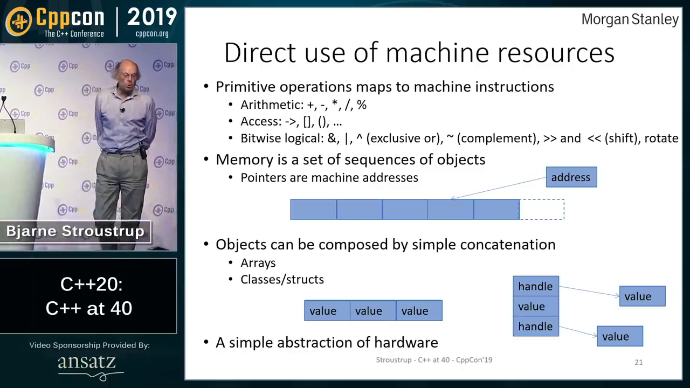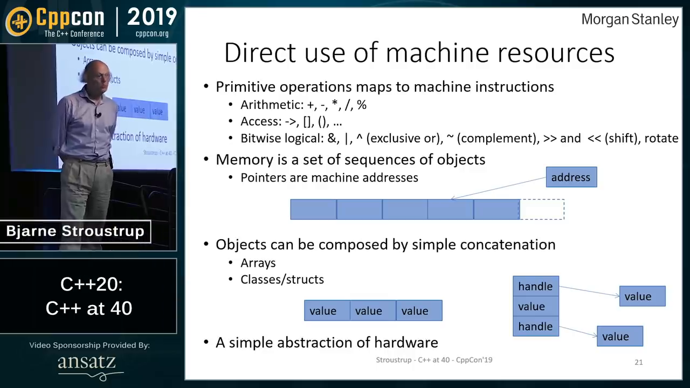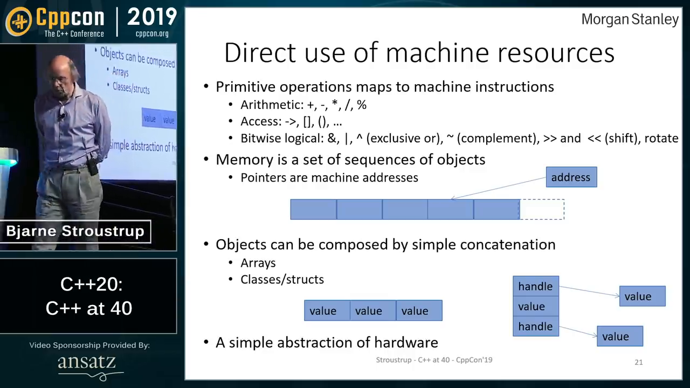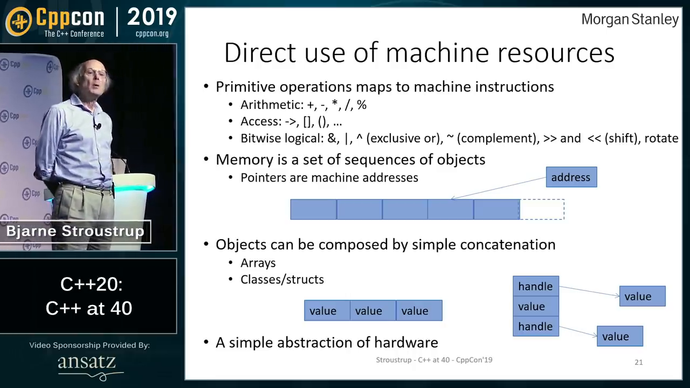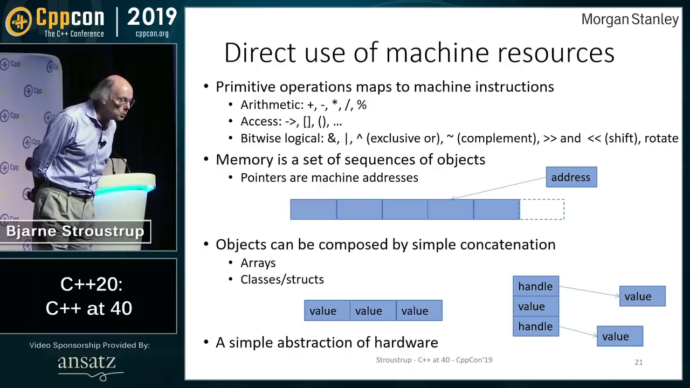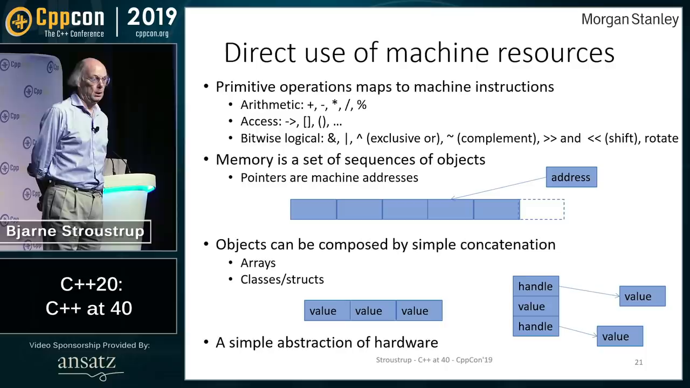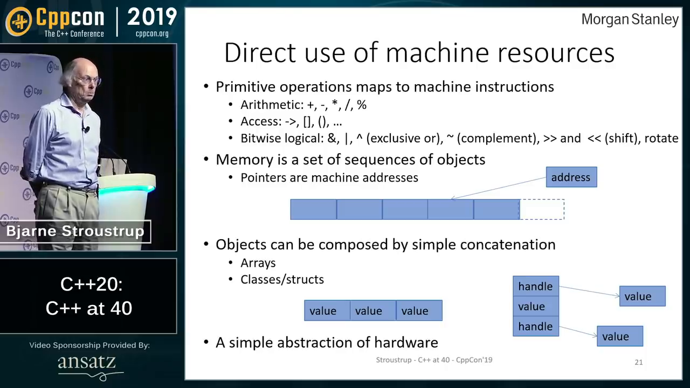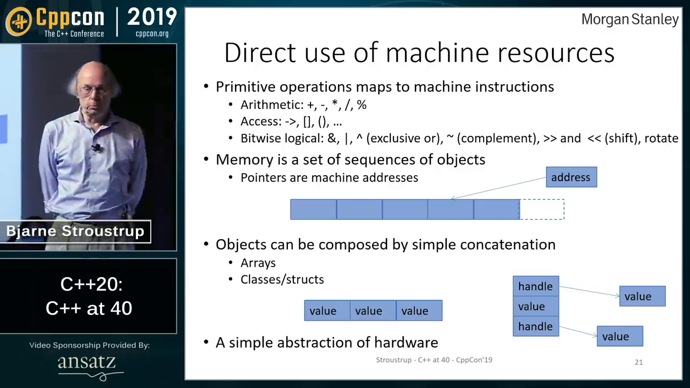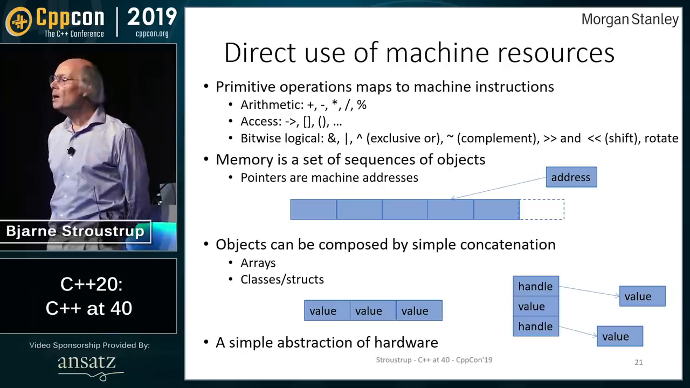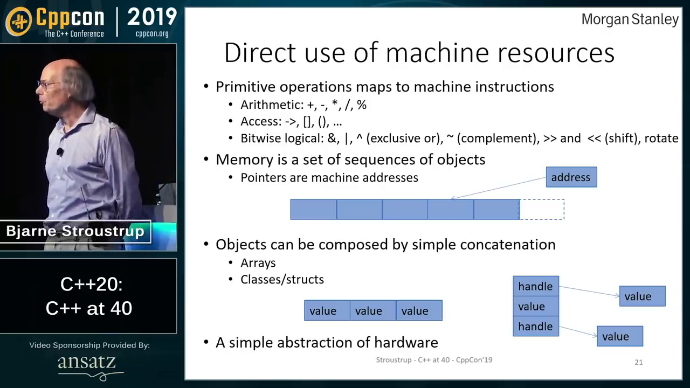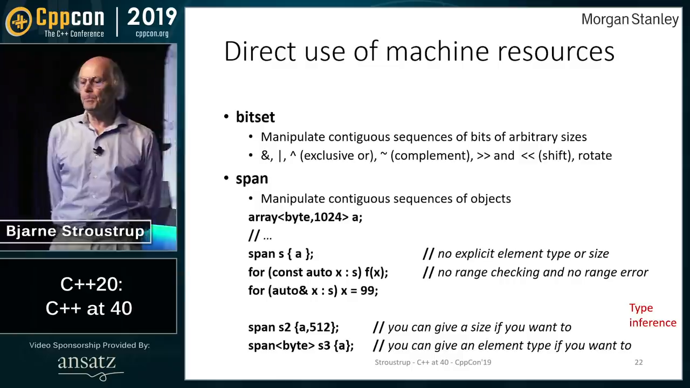This is a very simple abstraction of hardware. This is the beauty of Dennis Ritchie's view of the machine and the design of C. And I mention this because at least a third of my class, when I do this class, don't get it. They haven't seen this before. This is shocking to them. And so please don't forget when you're introducing new people to C++, if they haven't seen something like C before, they might need to see this slide.